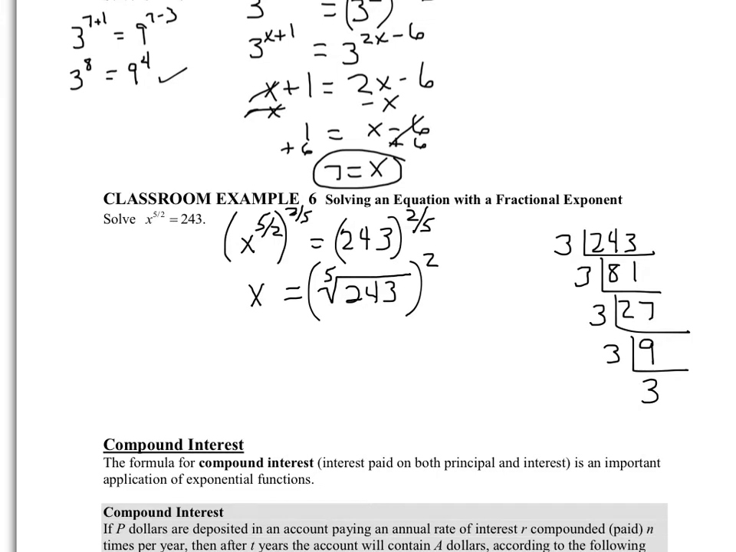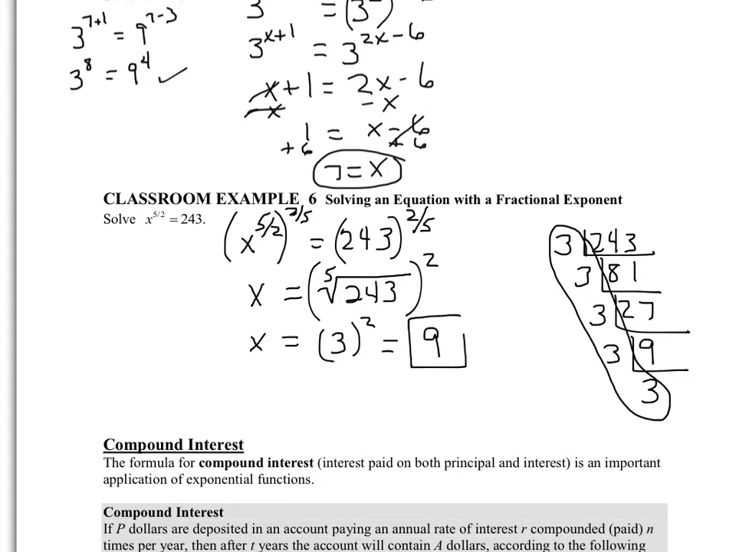How many 3's have I multiplied together to get 243? There are 5 of these, and remember, I'm looking for a 5th root. In other words, what can you multiply together 5 times to get 243? Well, the answer has to be 3. And if I take 3 and I square it, I'm going to get x equals 9.